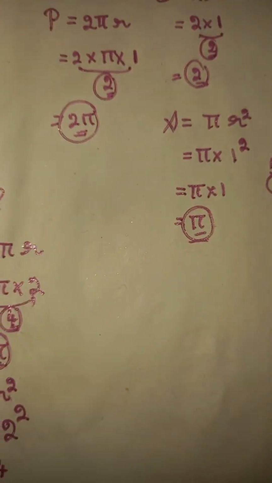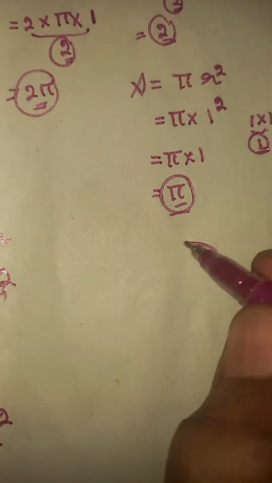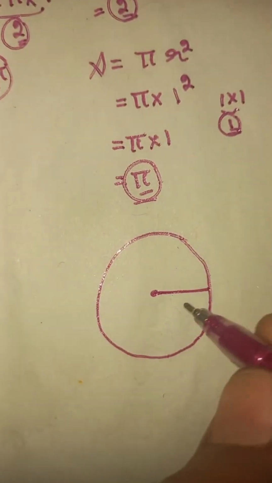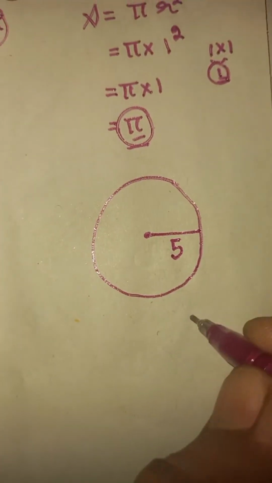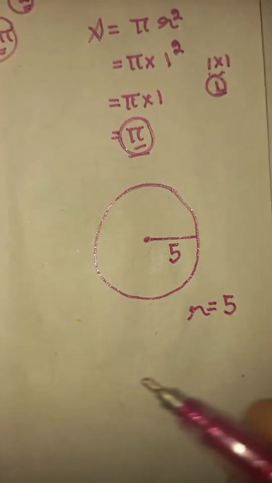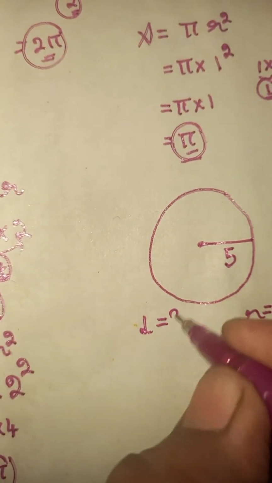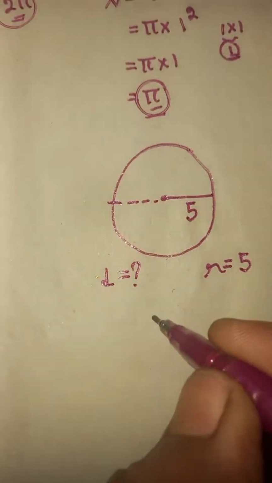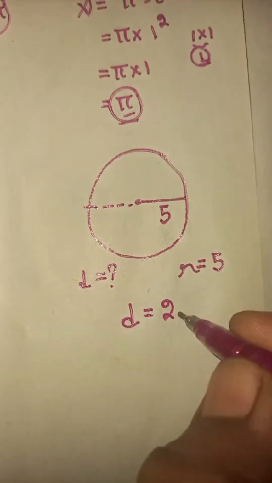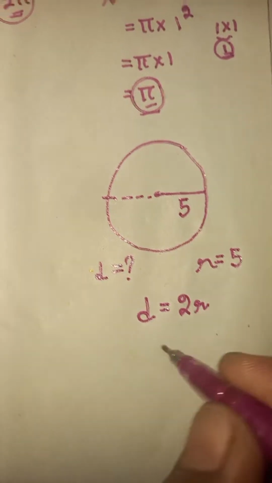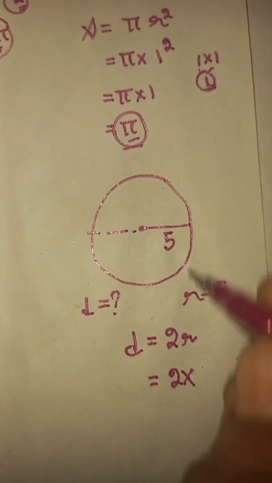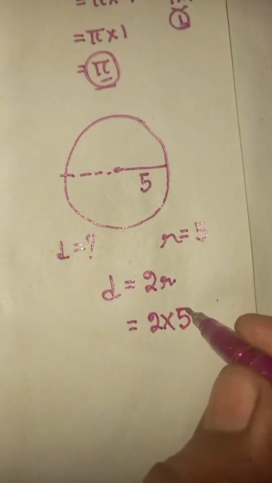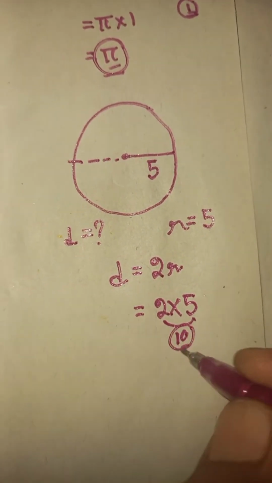Let's take one more circle. Here in this circle they have given the radius of the circle as 5 units. Here, if they have given the radius as 5 units, you need to find out what's the diameter. This complete length is the diameter. Diameter of the circle is 2 times the radius. So this is going to become 2 times, this is the radius which is 5 units, 2 times 5. 2 times 5 is 10 units.